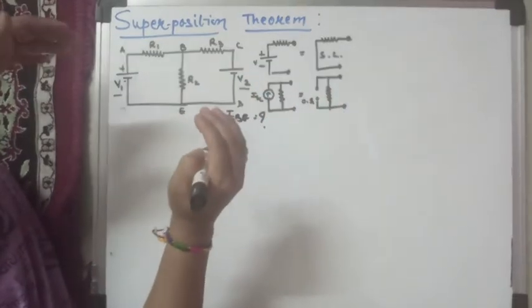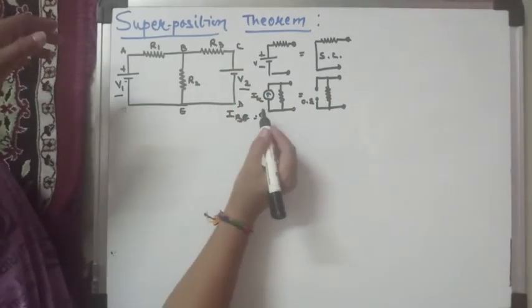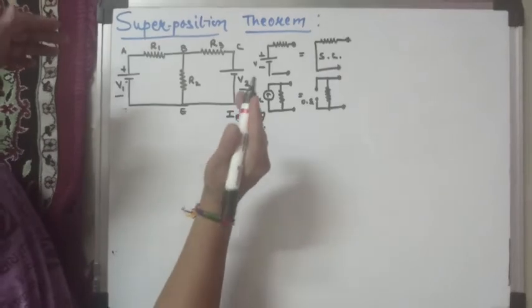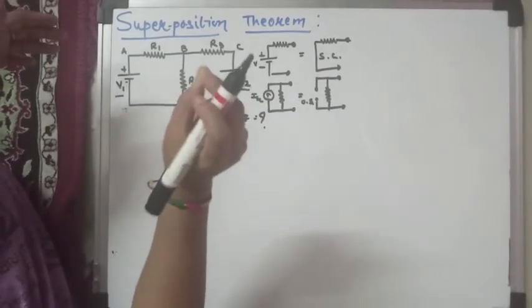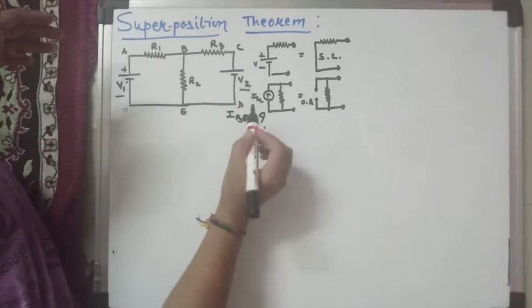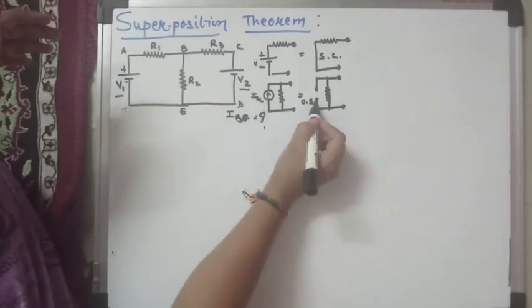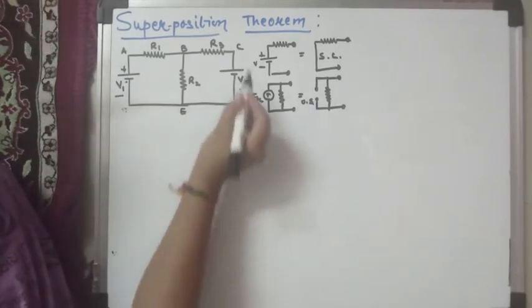In the same way, if there is more than one current source in the network, consider one current source at a time and replace the other current source by an open circuit. Now let's take an example.